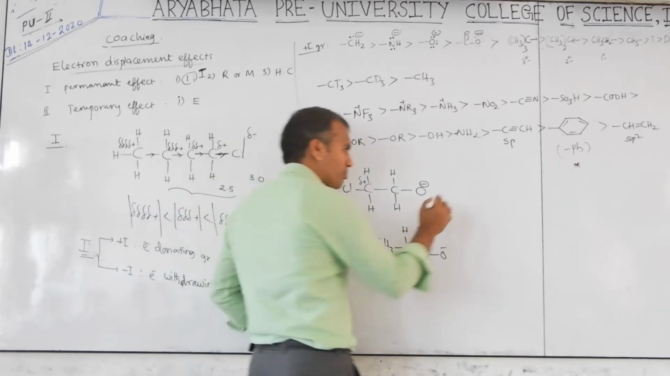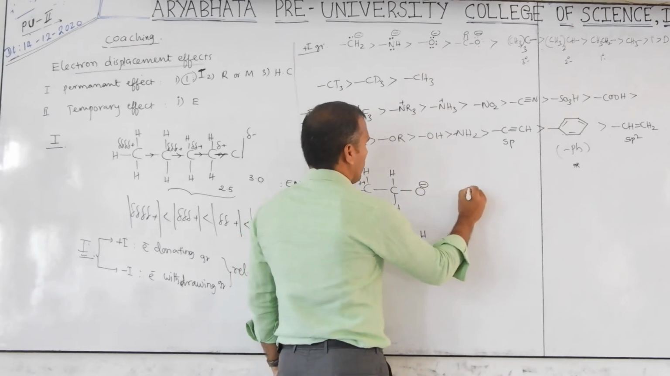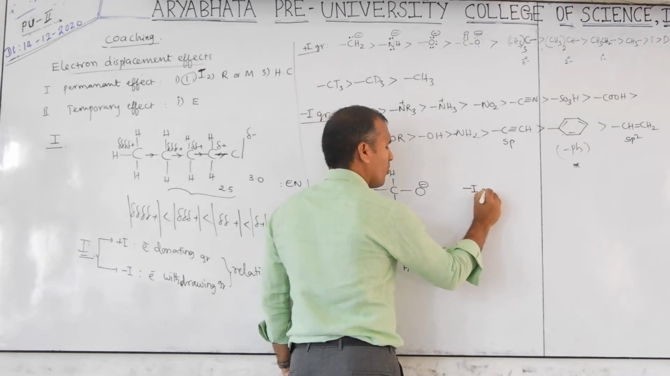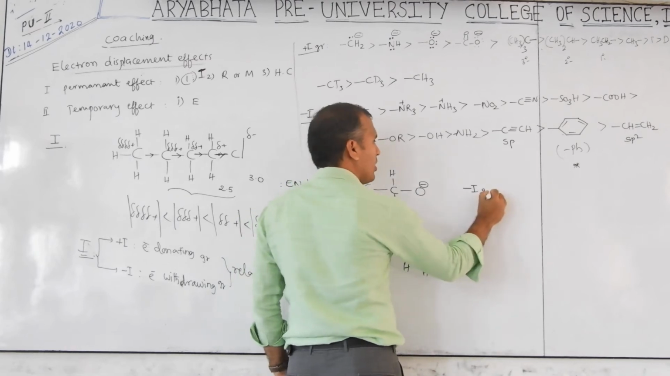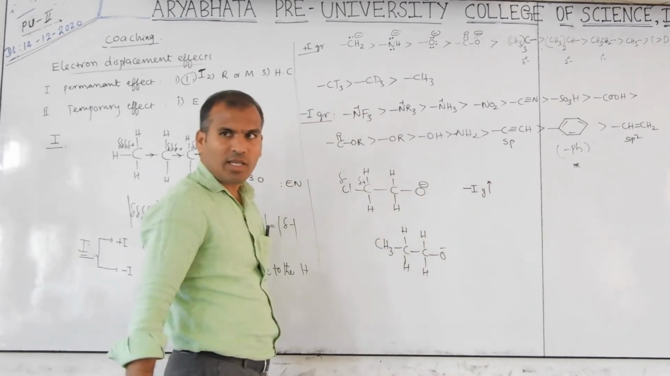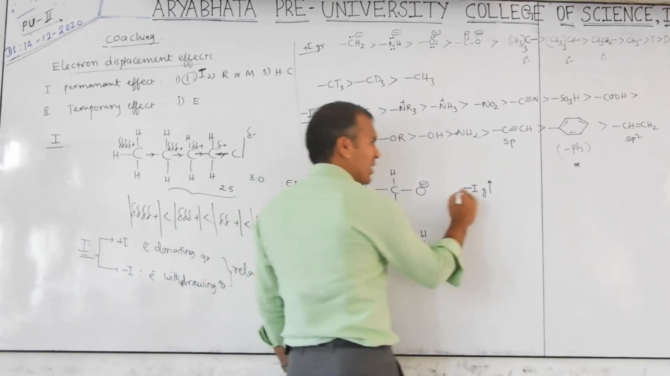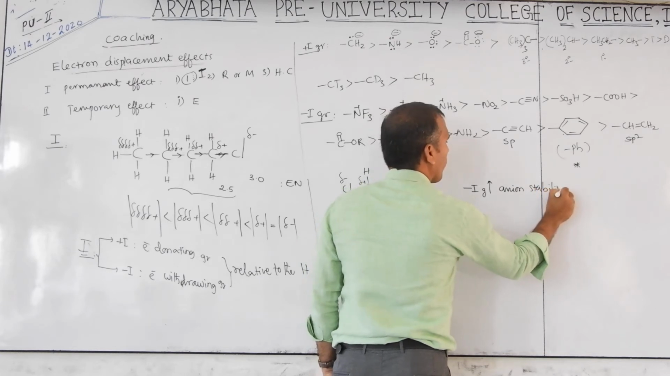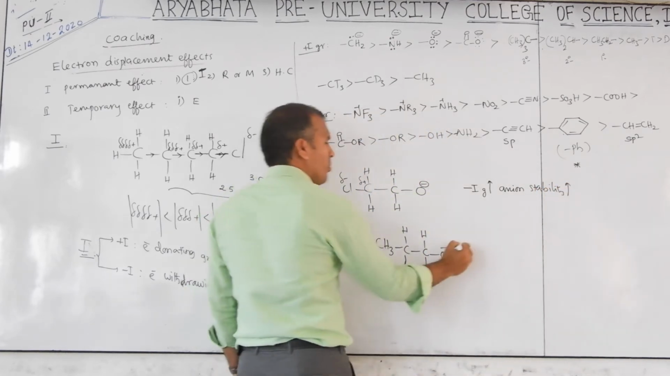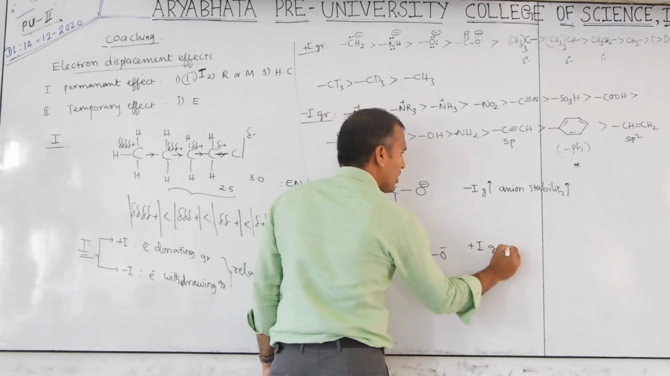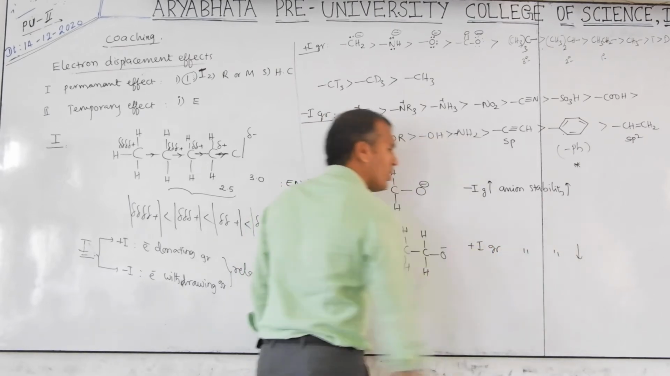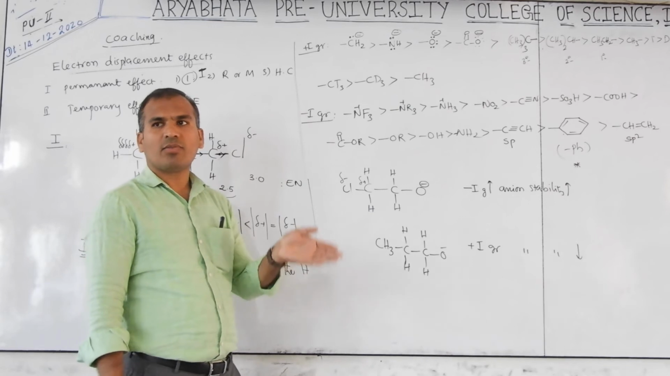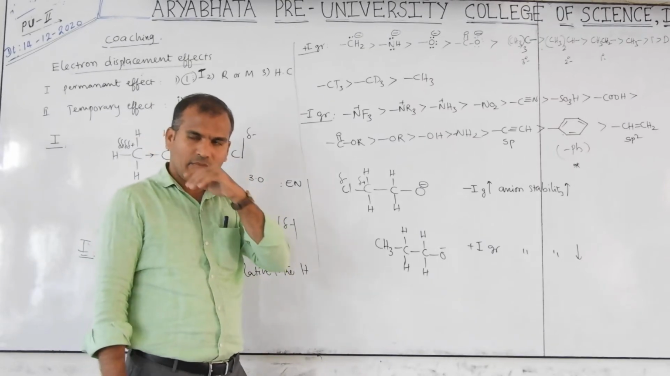Based on this, I can give one statement here. What are the statements? See. Minus I group increases anion stability. Increase or decrease? Minus I group increases anion stability. Increases. Plus I group increases anion stability? Decreases. Clear this is?